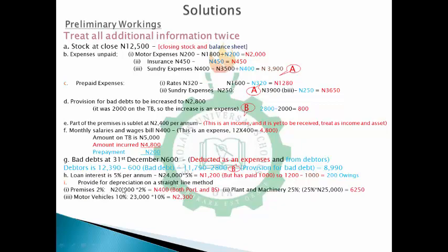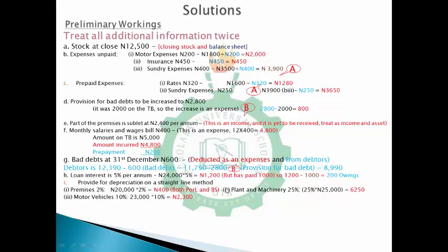The cost of the premises is 20,000, and 2% of 20,000 is 400 naira. The way you treat it is post 400 naira as depreciation of premises on your P or L, then 400 naira you have to take out from your 20,000 naira on your balance sheet. The second is plant and machinery.